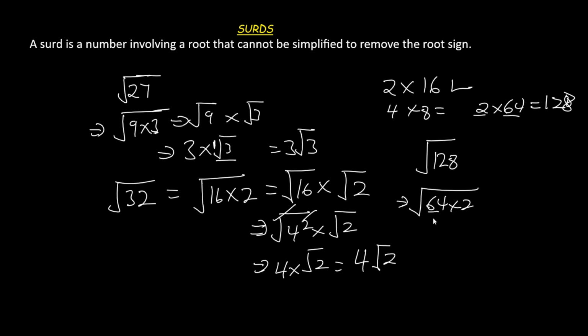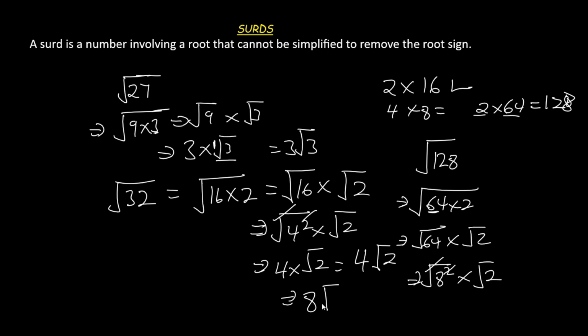It's always better if you can bring the number which is a perfect square first and then the other number second. Now this one, I'm going to split it into square root of 64 times square root of 2. And square root of 64, the 64 is a perfect square, so 8 squared times root 2. Now the 2 is going to cancel the square root sign, so I'm going to have 8 root 2.